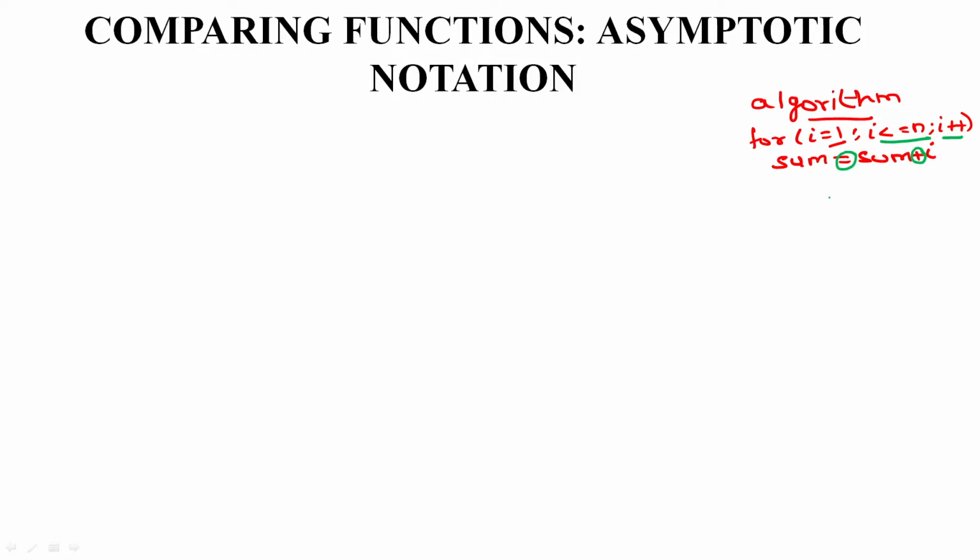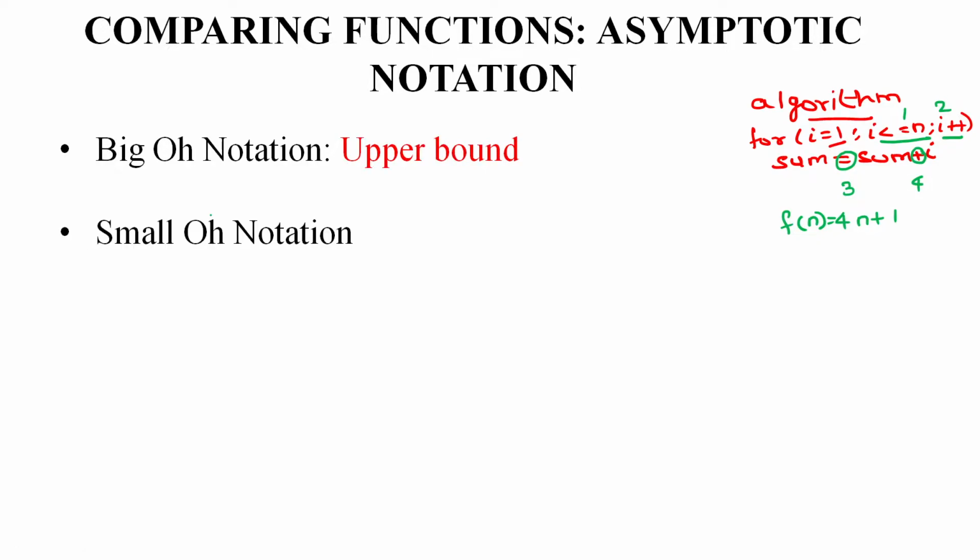So this is 1 n time, i plus plus 1 n time, then the assignment operation 1 n time, the addition operation n time. So here it is 4n plus 1. Like this, for this algorithm we have the function 4n plus 1. Like this, each and every algorithm will be assigned its function based upon the number of primitive operations performed in the algorithm. So based upon this we have a set of notations, big O notation and small o notation.